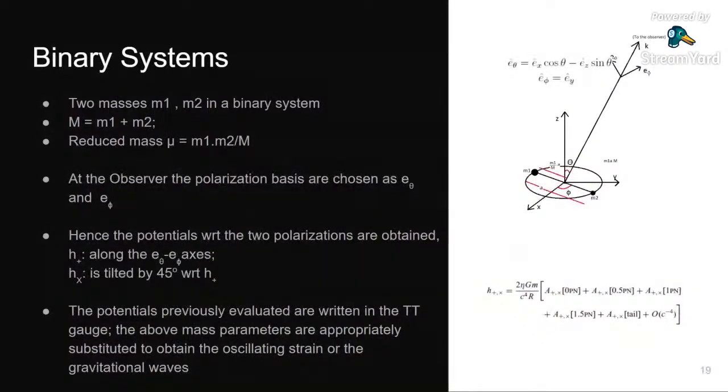So let's say that the two compact objects have masses m1 and m2, and the sum of the masses is m1 plus m2. Reduced mass is a parameter given as the ratio of the product of the masses to the square of the sum of the masses. And the observer, who is very far away from the binary, chooses two directions, e phi and e theta. These two directions are used to observe the polarization of the waves.